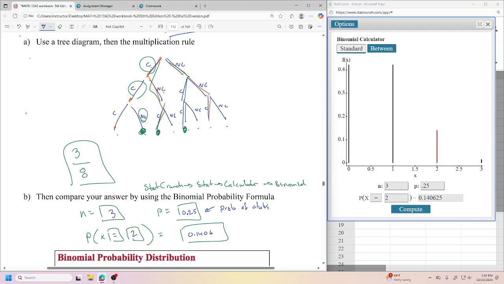Whoa, something's a little weird there. 3/8? Is 3/8 equal to that? Maybe. I haven't checked. Actually, it might work. Here, let me... No, it's not. Something's a little bit wrong. What did I do wrong? Where's my 3/8?